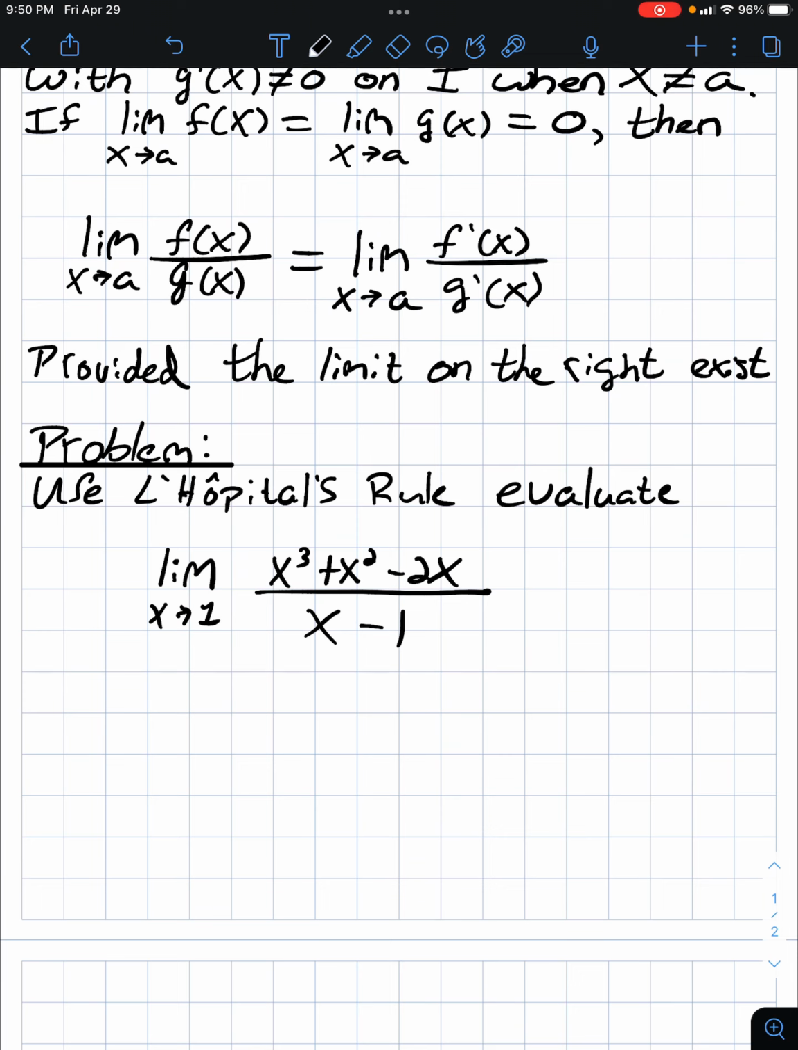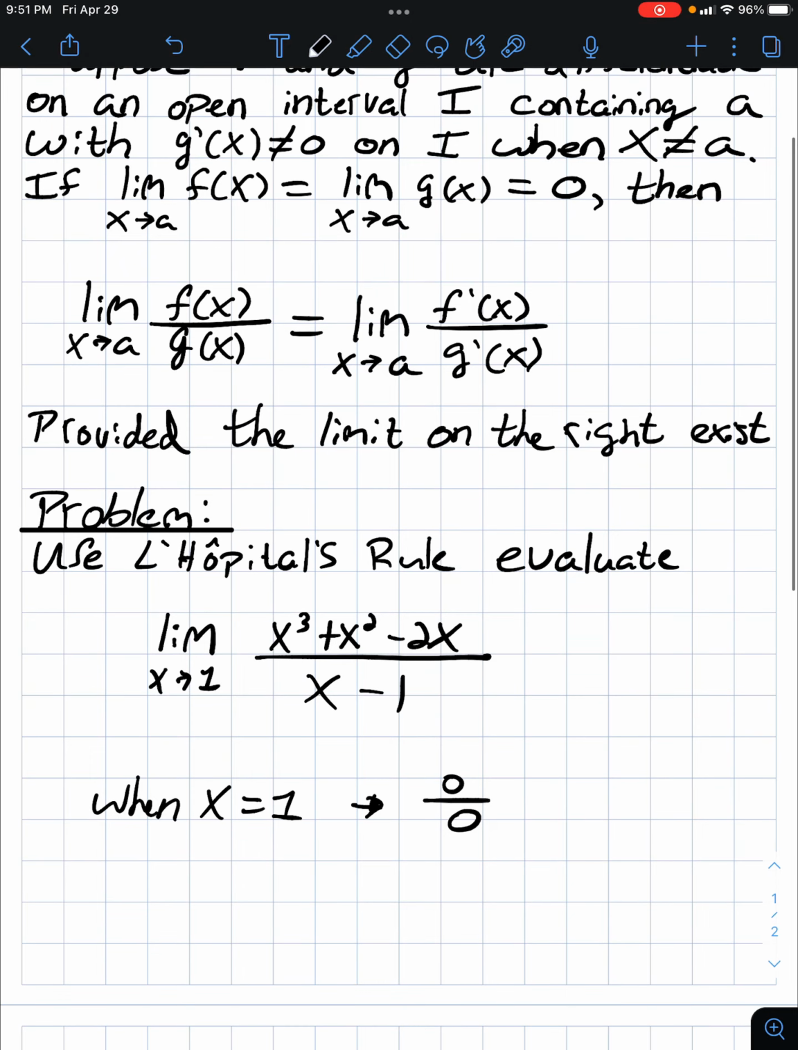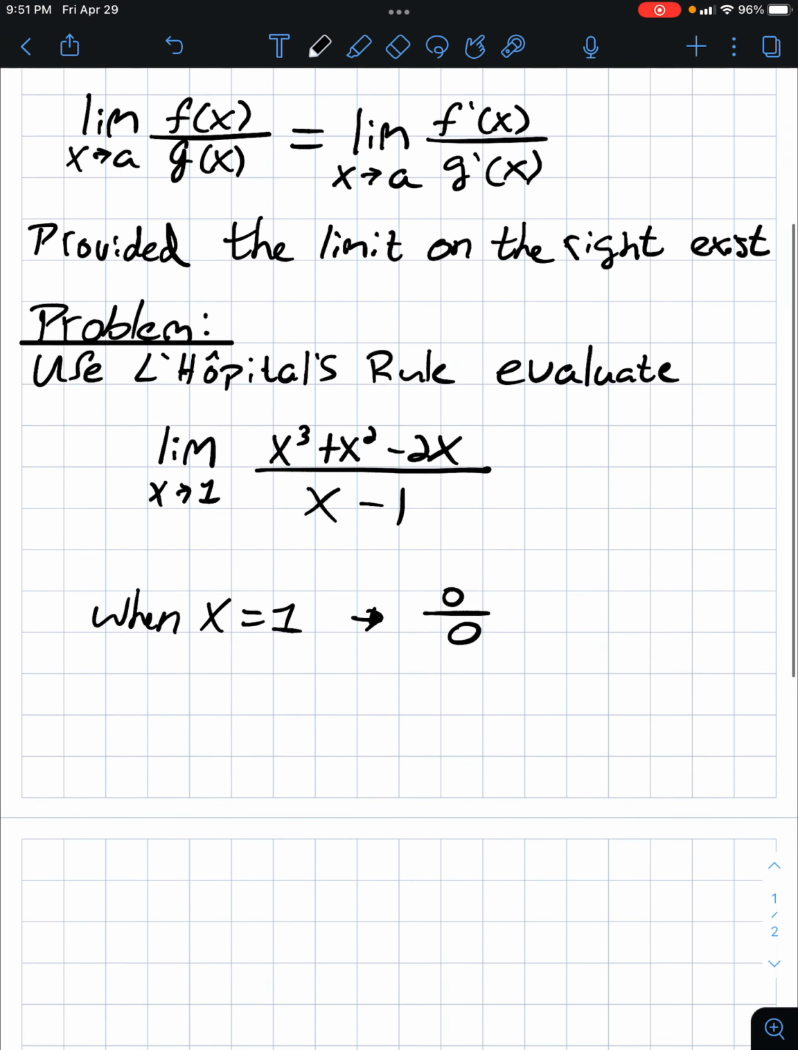We plug x equal to 1 into our limit, and we get 1 plus 1 minus 2 times 1, so 2 minus 2 is 0. When x equals 1, we get 0 divided by 1 minus 1, which is 0. So we get the indeterminate form 0 divided by 0. Therefore, we need to apply L'Hopital's rule.